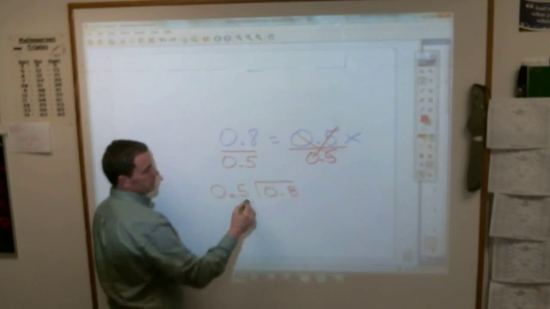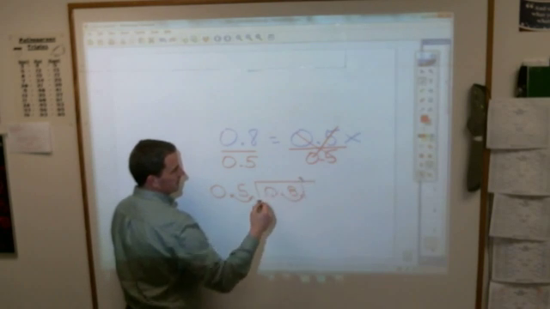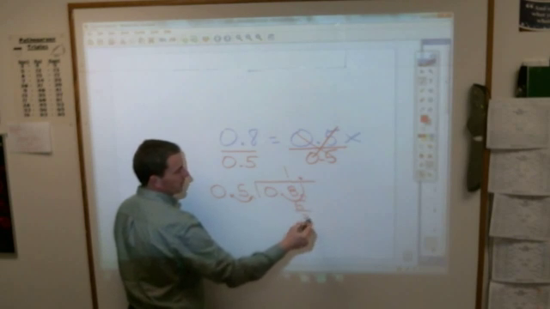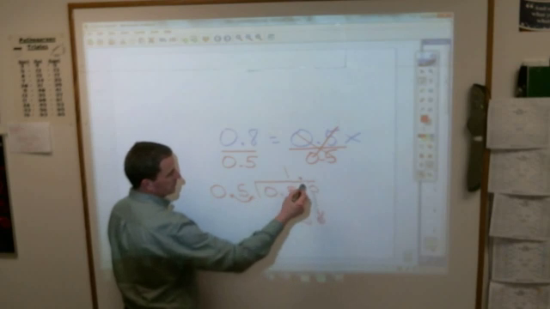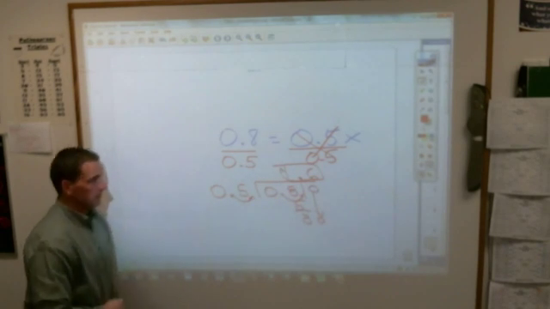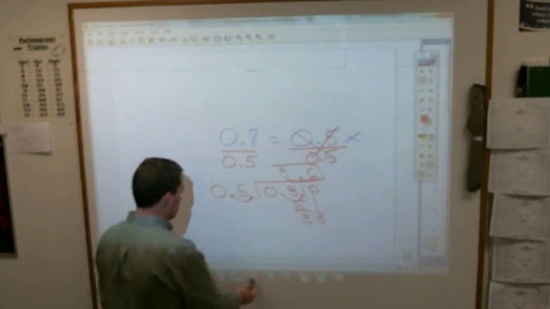Same thing is true, I need to move this decimal here, move this decimal here, bring it straight up. 5 goes into 8 once. No remainders, no fractions with decimals, you have to keep moving it till it works out. 5 goes into 30 6 times. x equals 1.6. Questions or concerns? Looks like it'll be fun.